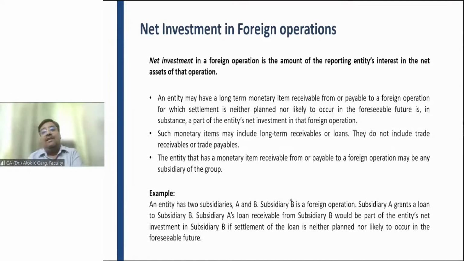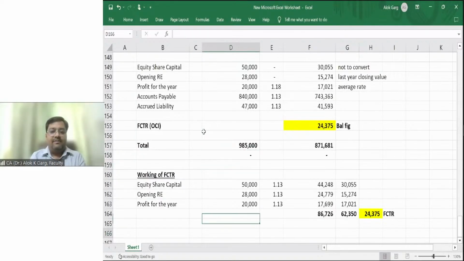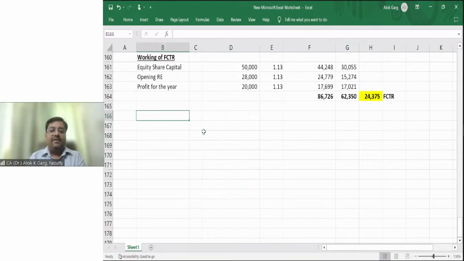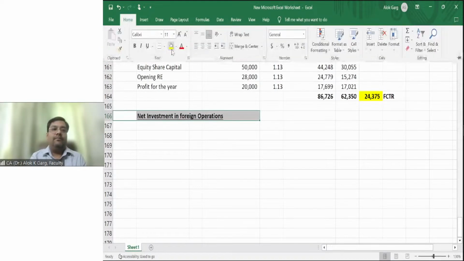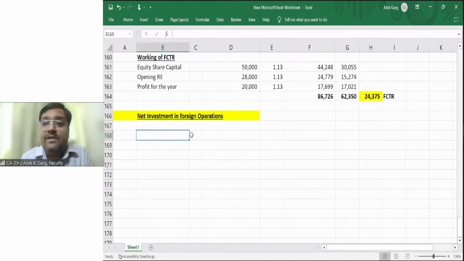Friends, what is meant by net investment in foreign operations? If you are investing in equity, then life is pretty simple, right? And let me take you through this concept through the Excel file. I hope my Excel file is visible. And I'm explaining the concept of net investment in foreign operations.